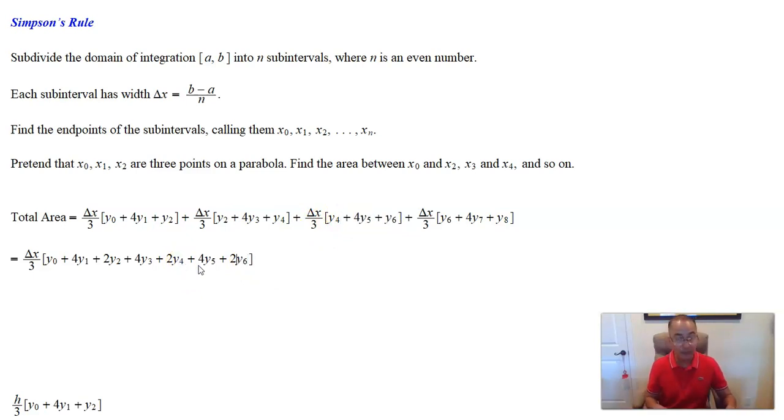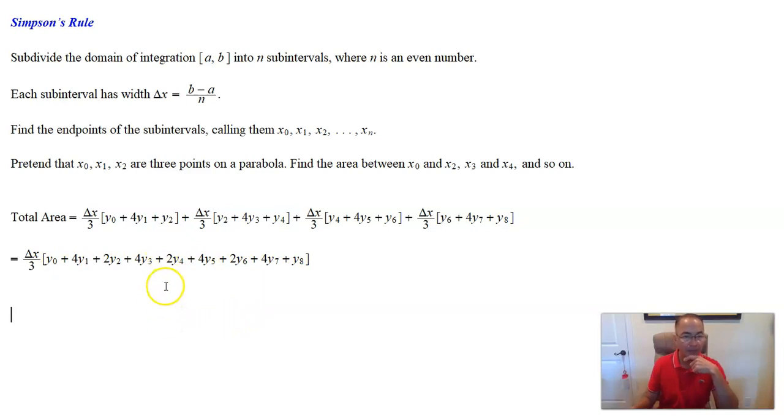The y6 gets duplicated. Finally, we have 4y7 plus y8. The y8 does not get duplicated. It's the last value in our list. Okay, so before in trapezoid rule, we saw 1, 2, 2, 2, 2, 2, 2, 2, 1, and we had delta x over 2. But for Simpson's, we want delta x over 3, and then we do 1, 4, 2, 4, 2, 4, 2, 4, 1.